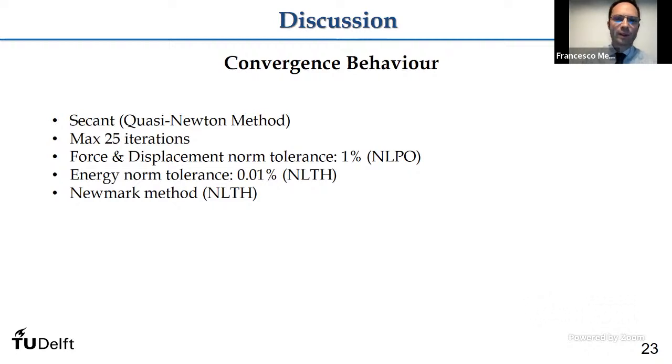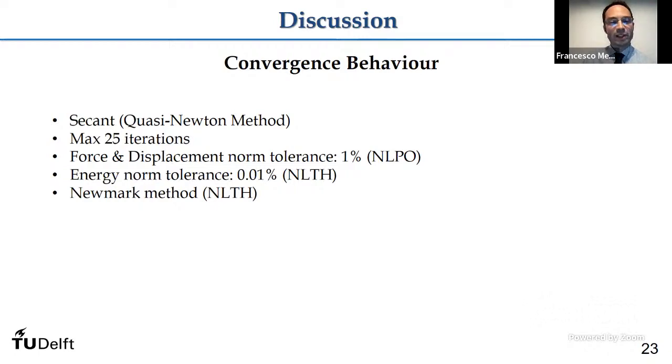And first, I would like to discuss the convergence behavior, because we have adopted the secant quasi-Newton iterative method with a relatively low number of maximum iterations, 25, and allowing the analysis to continue when non-convergence was found, but of course it was stopping in case of divergence, and using standard tolerance for both pushover analysis and nonlinear time history analysis. And finally, also for the nonlinear time history analysis, we use the Newmark method of integration.